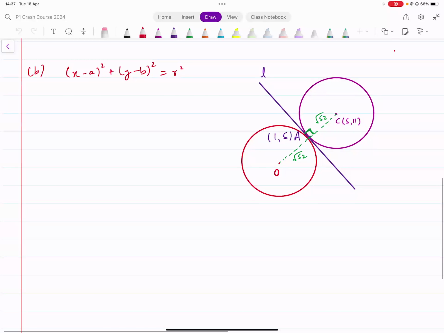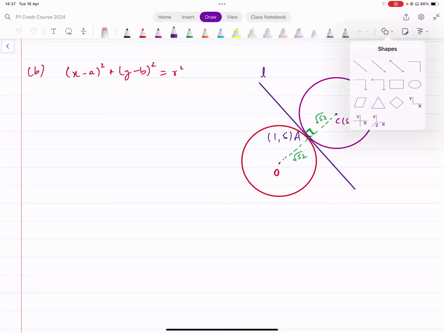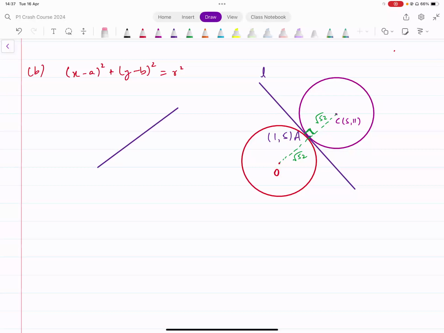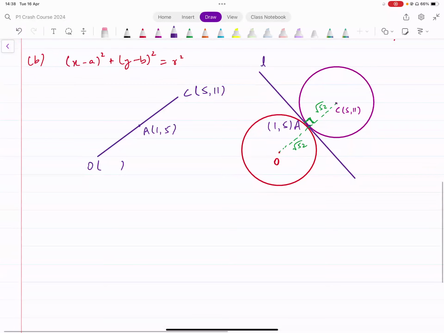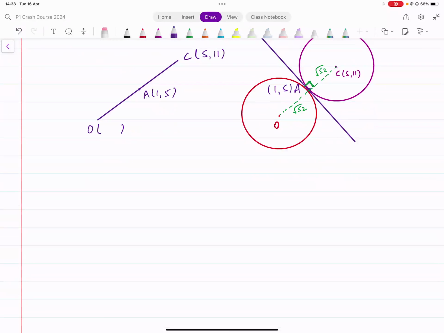Use the vector method like this, that you have a line like this from O to C. A is in the middle. We know the coordinates of the point C. The coordinates of the point C are 5, 11, and the coordinates of the point A are 1 and 5. And what we need to do is find the coordinates of the point O. How can we find them? Using vector method, we could just write it like this. The coordinates of C are 5, 11, and A are 1 and 5.